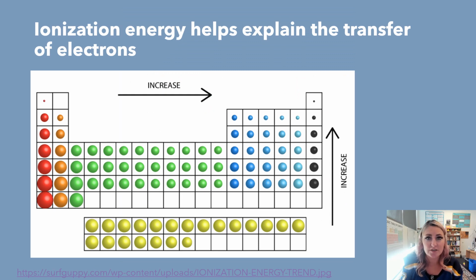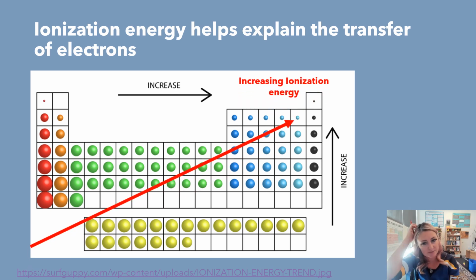So ionization energy helps us to explain the transfer of electrons. If you have a low ionization energy, like what we would see on the metal side of the periodic table, you are going to lose electrons because it's easy to take them from you. If you are on the non-metal side, you are going to gain electrons. It's not easy to take electrons from you. So this trend really explains why metals lose and why non-metals gain electrons.